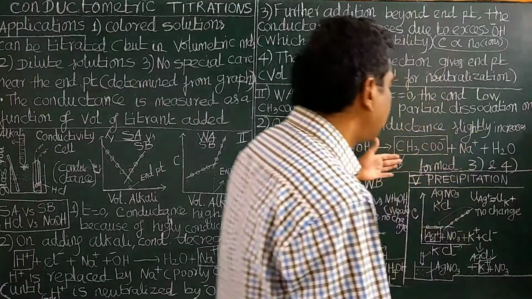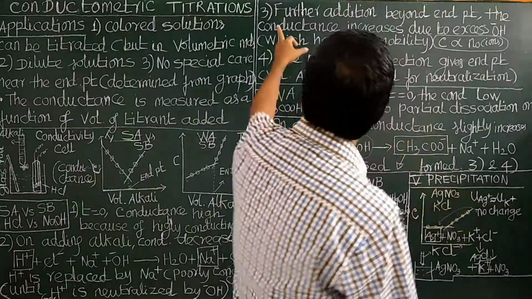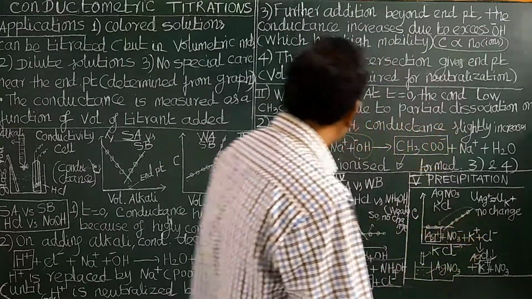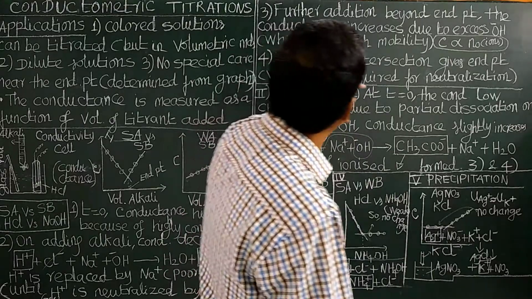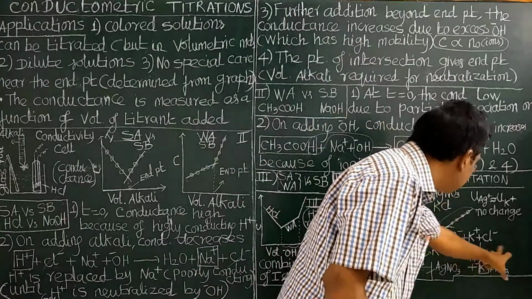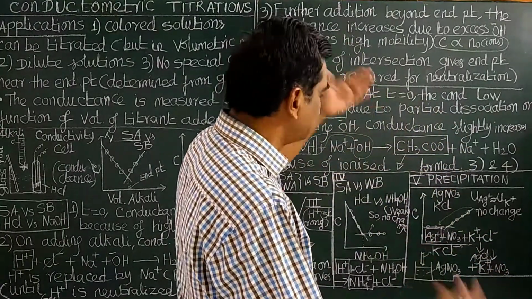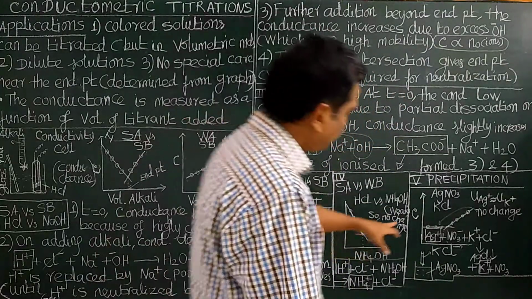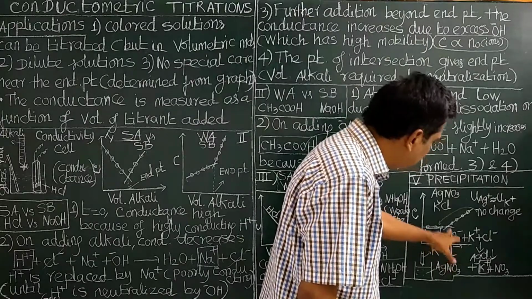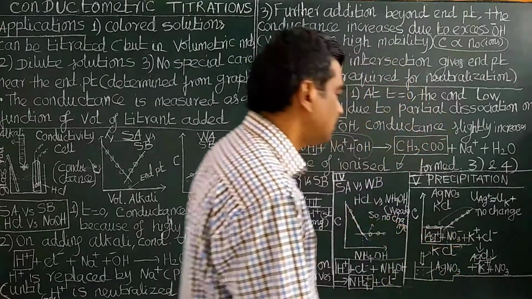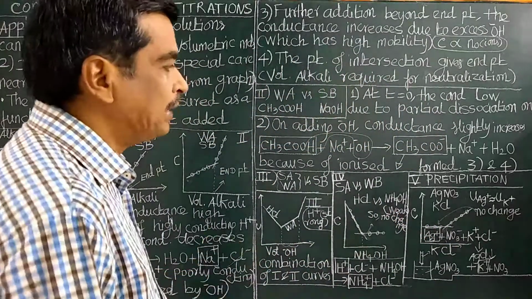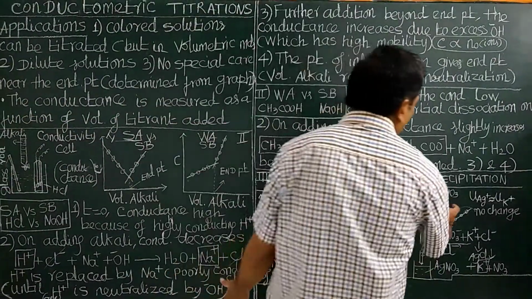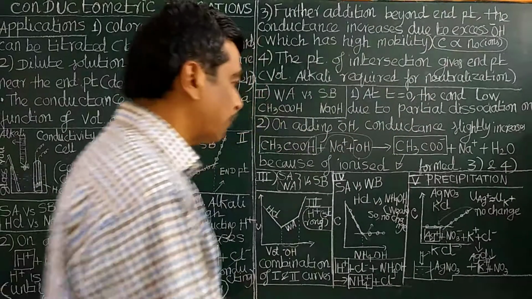After the end point, with further addition beyond the end point, the conductance increases because of the excess addition of K+ and Cl- ions. So the end point is determined from the point of intersection. Therefore, the normality, the concentration of either silver nitrate or potassium chloride, can be determined.